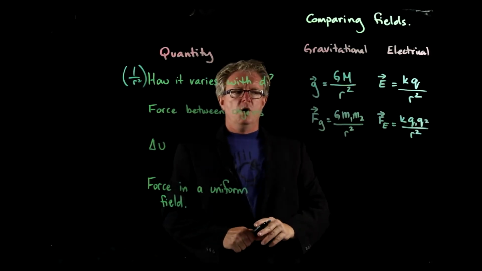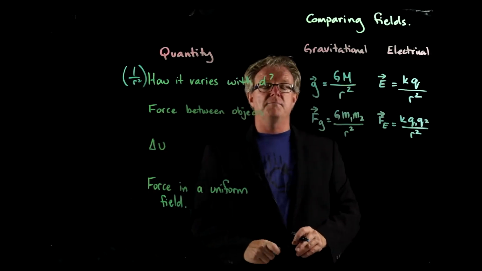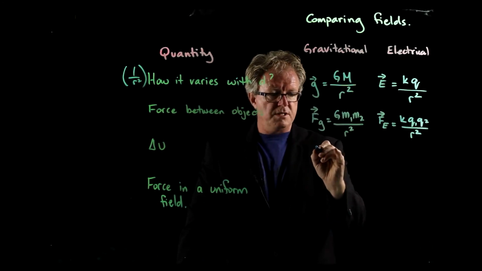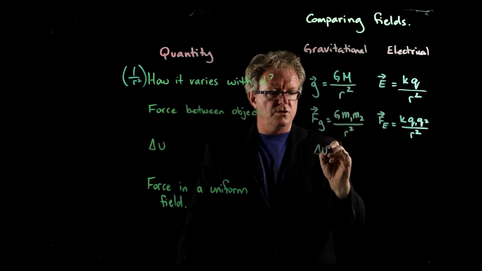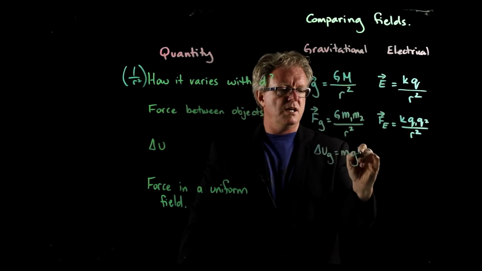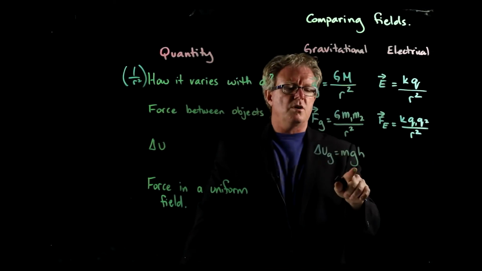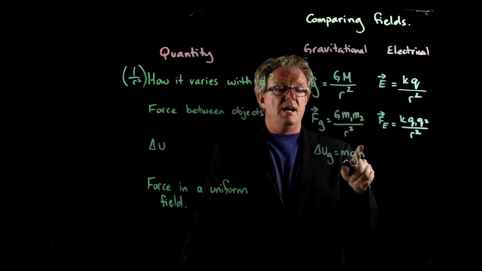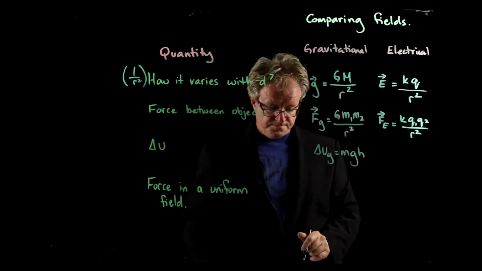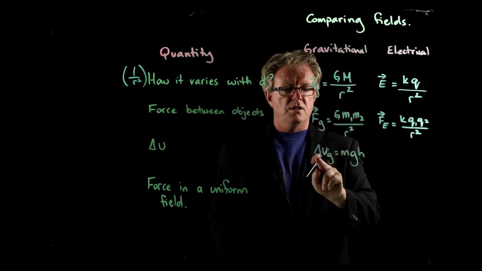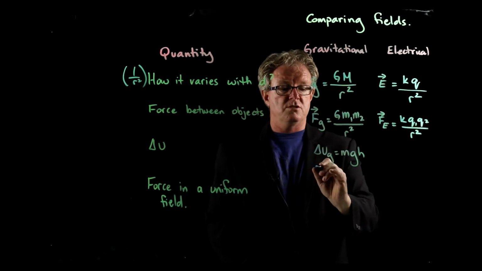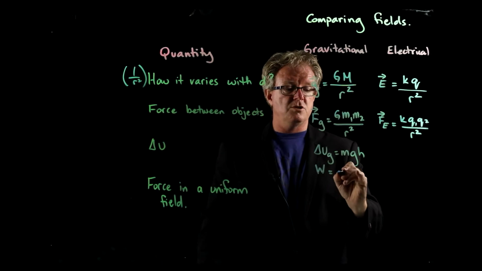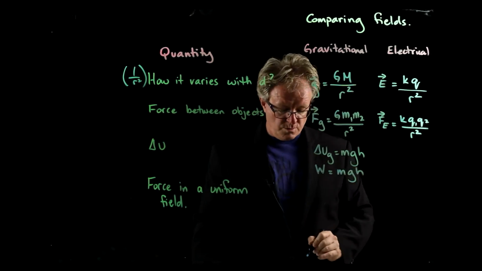Okay. What about the change in potential energy? Well, for gravity, the change in potential energy, UG, is mgh. So we've got the mass of the body, we've got the gravitational field strength, and then we've got height above the ground. And of course we know that the change in gravitational potential energy is the same as the work. Work is equal to the change in gravitational potential energy, so that's just that as well.